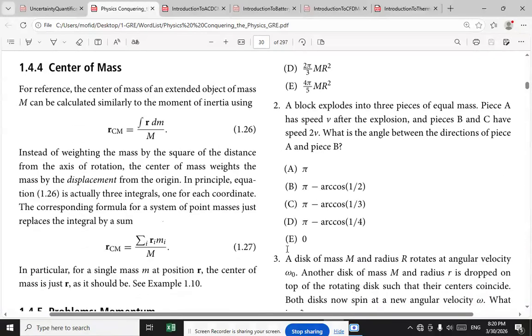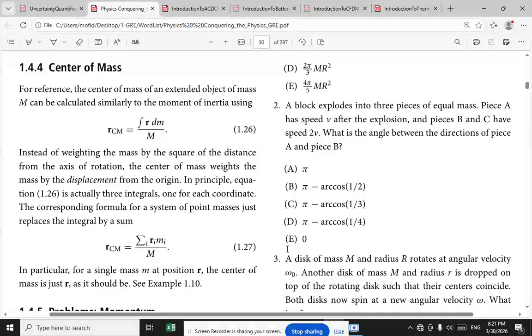And now I want to go to another subsection of momentum and force, which is 1.4.4, center of mass. For reference, the center of mass of an extended object of mass m can be calculated similarly to the moment of inertia using R_CM is equal to the integral of r dm divided by m, based on equation 1.26. Instead of weighting the mass by the square of the distance from the axis of rotation, the center of mass weights the mass by the displacement from the origin.